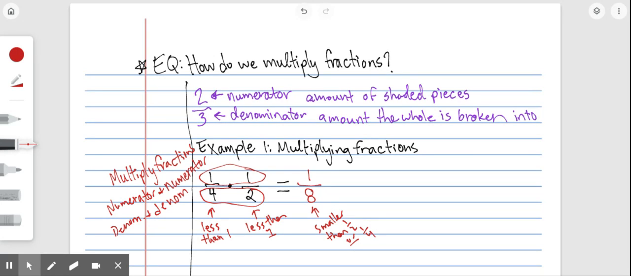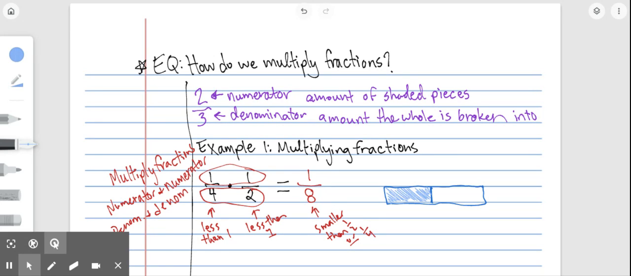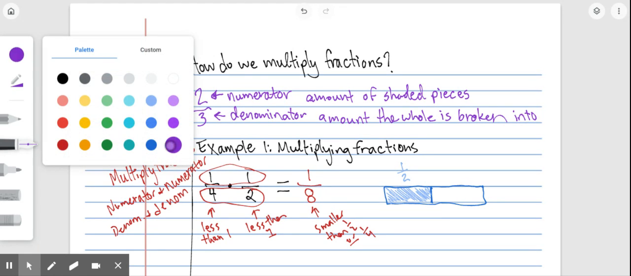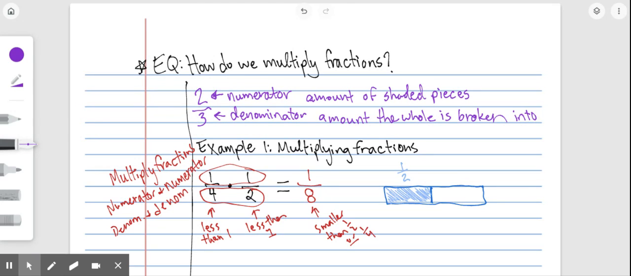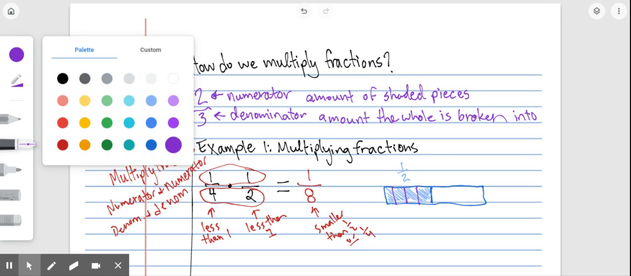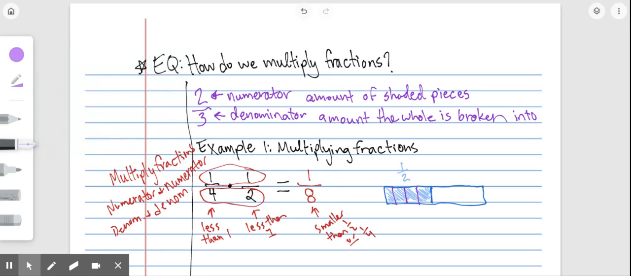So I'm going to draw a diagram. Okay, I've drawn the diagram, and I've started by shading in 1/2. Now, a quarter of a half means break that half into quarters. So I'm going to do that in a different color. I'm going to break the half into quarters, so I'm going to break it up into 4 pieces. And then it says 1/4 of that. So then I'm going to shade in just one of those quarters.